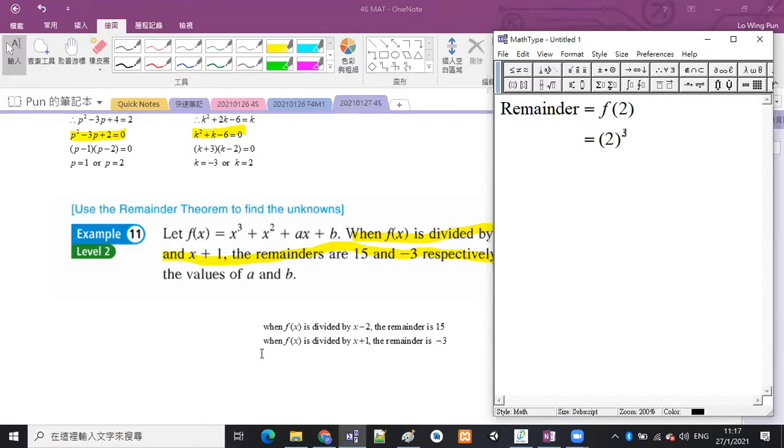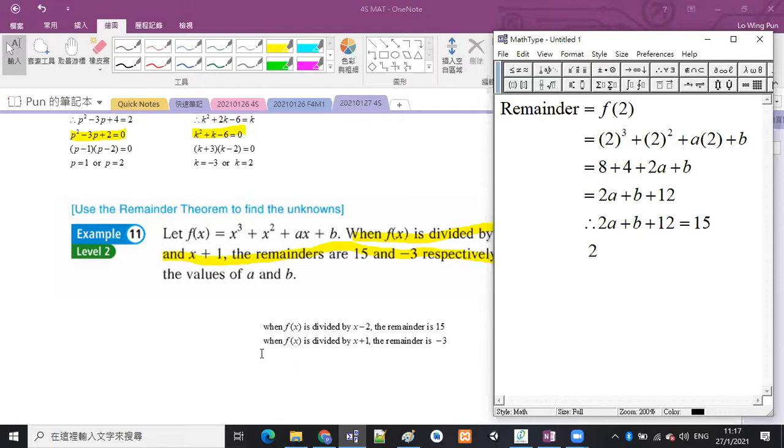It becomes 2 cubed plus 2 squared plus a times 2 plus b. Okay, so that should be 8 plus 4 plus 2a plus b. So that should be 2a plus b plus 12. This is our remainder, but the remainder is given to be 15. Therefore, 2a plus b plus 12 is equal to 15. You get this?